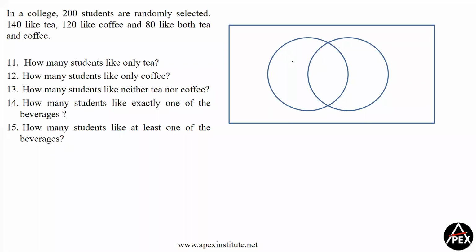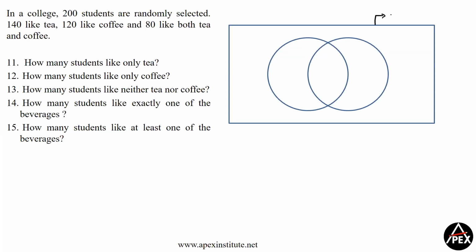So in schooling, you might have studied these formulas. N of A union B is equal to N of A minus N of A intersection B. Isn't it? How many of you remember this? Okay. So do we have to solve this question? Not required.